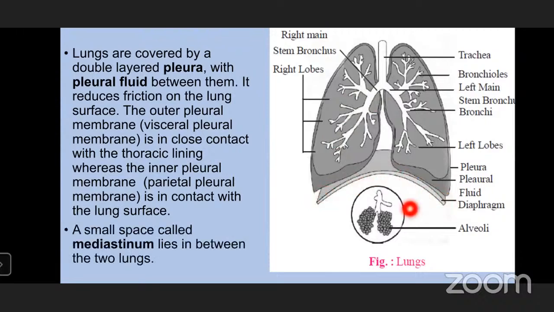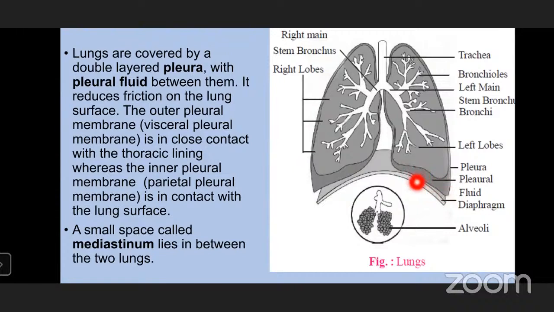Now, lungs are covered by a pleural membrane. Okay, they are covered by a double layer structure. Here you can see a double layer structure that is known as pleura. Within this double layer structure, in between the lungs and this pleura, there is a fluid present that is known as pleural fluid.